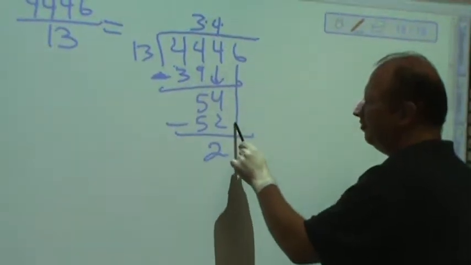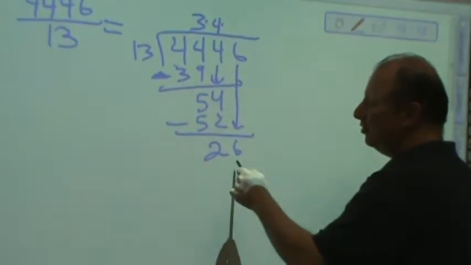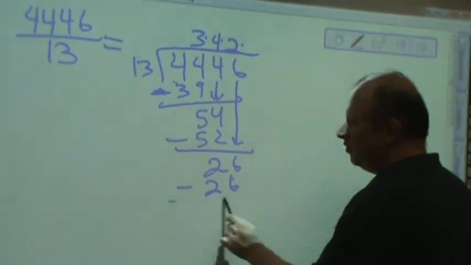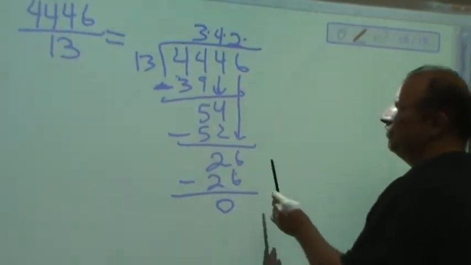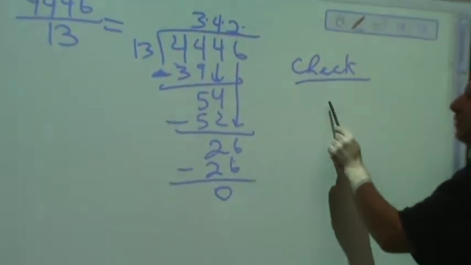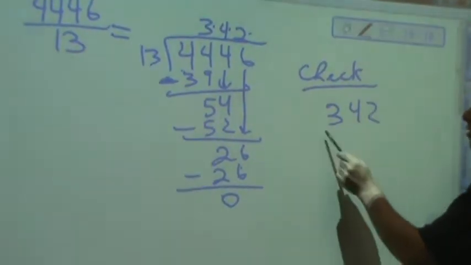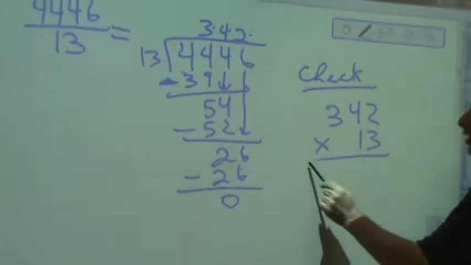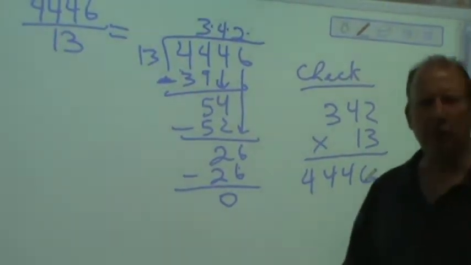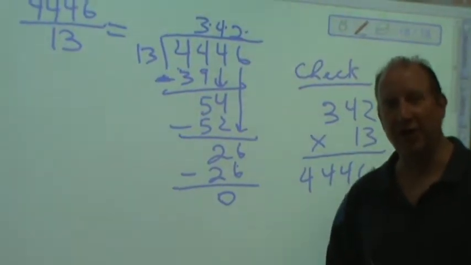I'm bringing down the 6. 13 into 26 is 2. 2 times 13 is 26. We subtract, and we have 0. And then to check it, don't forget the opposite of division is multiplication. 342 times 13. If you work it out, you get 4446. Wonderful. We learned this at a very, very young age.